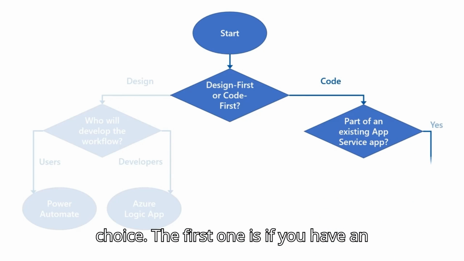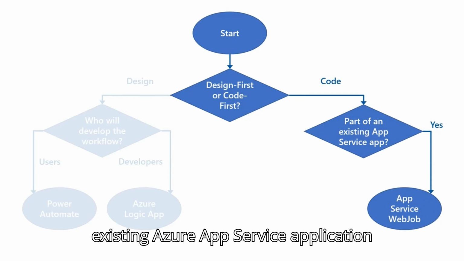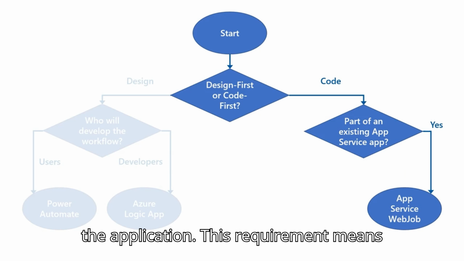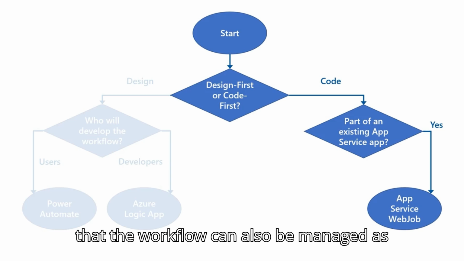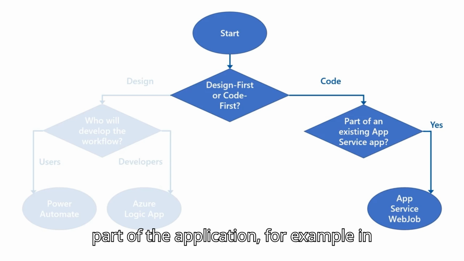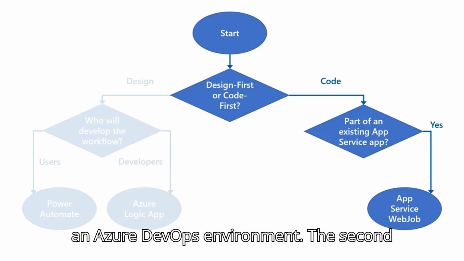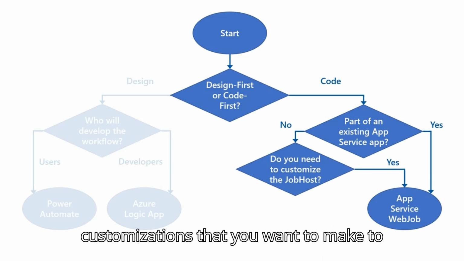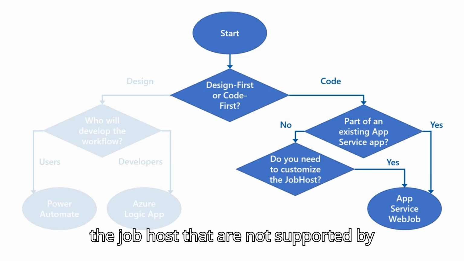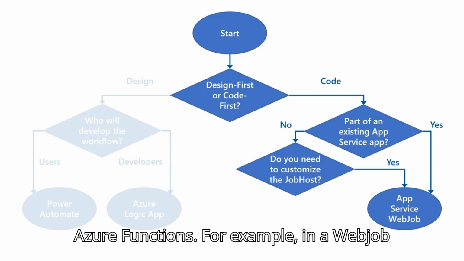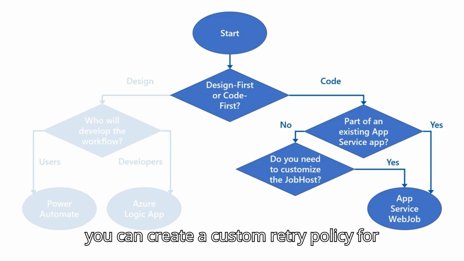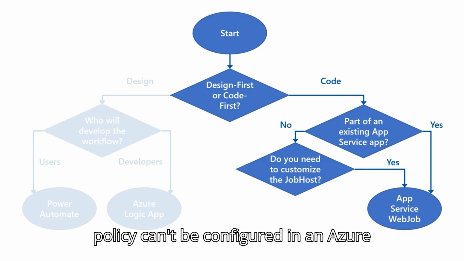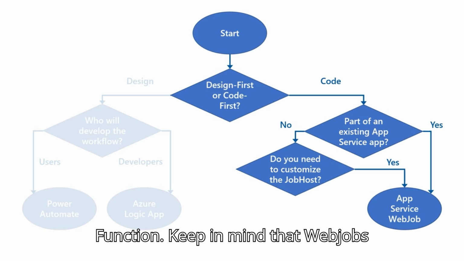There are two situations in which web jobs might be a better choice. The first one is if you have an existing Azure App Service application and you want to model the workflow within the application. This requirement means that the workflow can also be managed as part of the application, for example, in an Azure DevOps environment. The second situation is if you have specific customizations that you want to make to the job host that are not supported by Azure Functions. For example, in a web job, you can create a custom retry policy for calls to external systems. This kind of policy can't be configured in an Azure function.